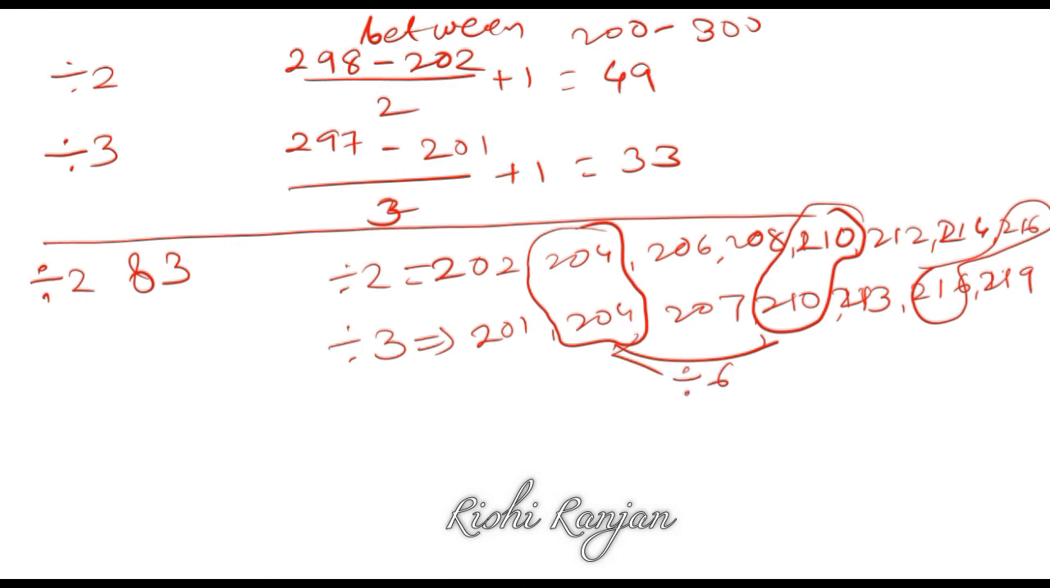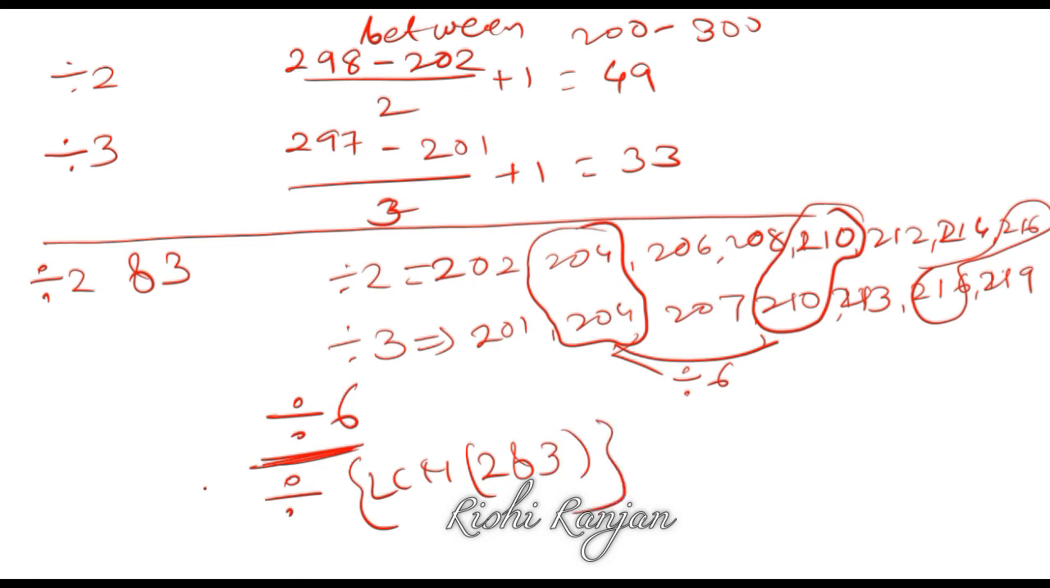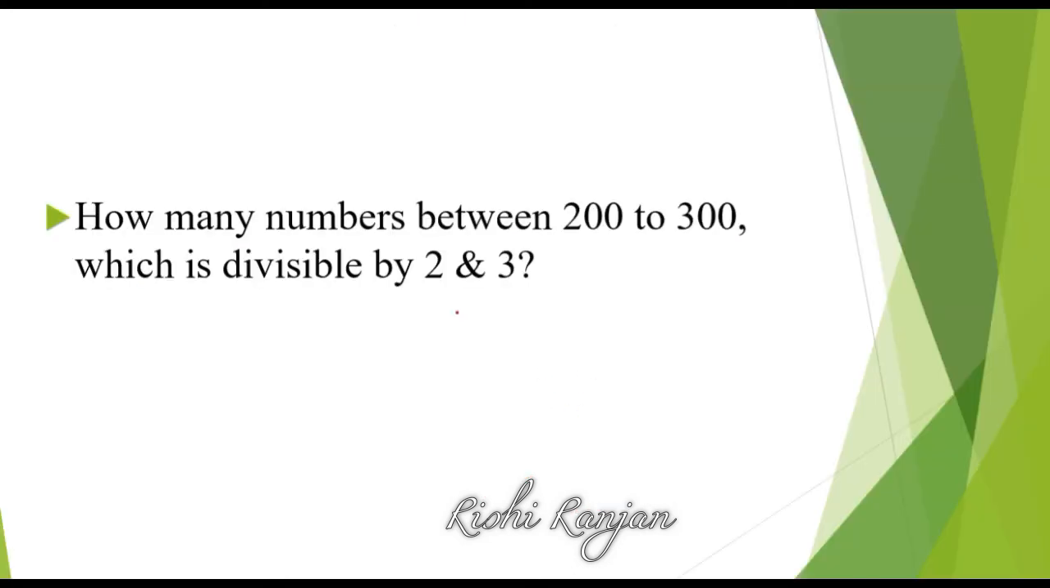Yes. So we found out, if they're asking numbers divisible by 2 and 3, we actually have to check for the numbers which are divisible by 6. But what is 6? 6 is actually the LCM of 2 and 3. So when they're asking numbers divisible by 2 and 3, we actually have to check for the numbers which are divisible by the LCM of 2 and 3, which is 6 here. So we can check for the numbers divisible by 6. Let's check it.